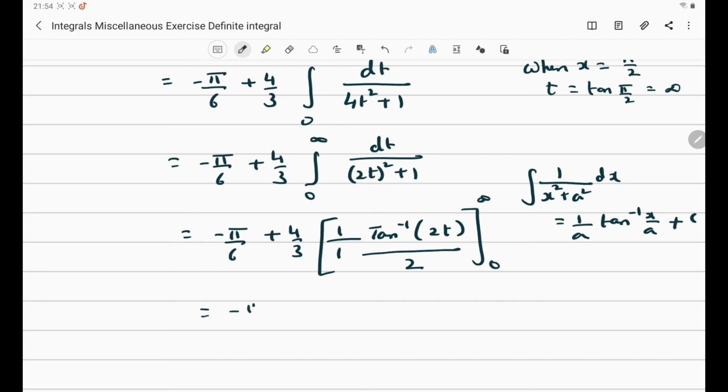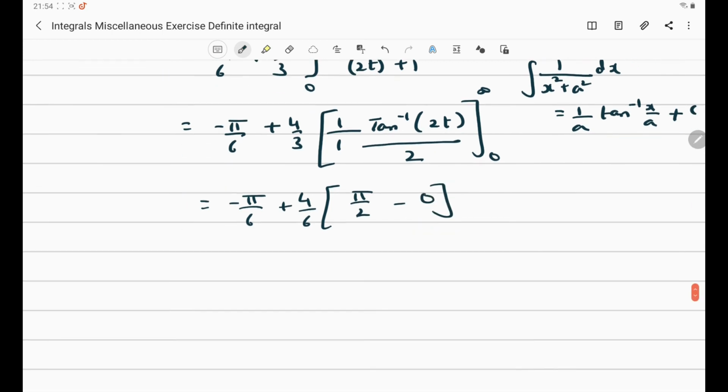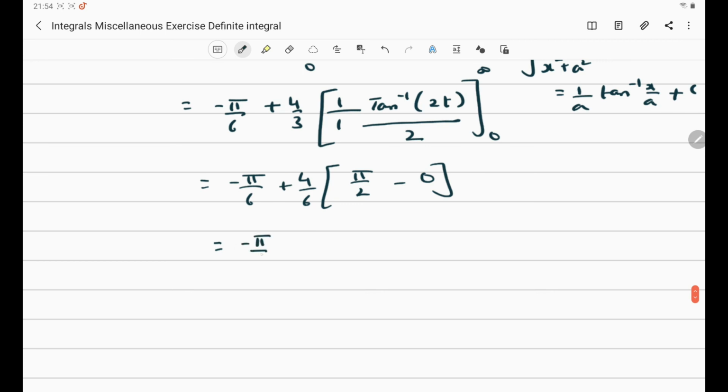So we get minus pi by 6 plus 4 by 3 into 2 is 6 times tan inverse infinity is pi by 2 minus substituting 0, we get tan inverse 0 is 0. So this is minus pi by 6 plus 2 by 3 into pi by 2. So it is minus pi by 6 plus pi by 3, which is equal to pi by 6. So pi by 6 is the answer.